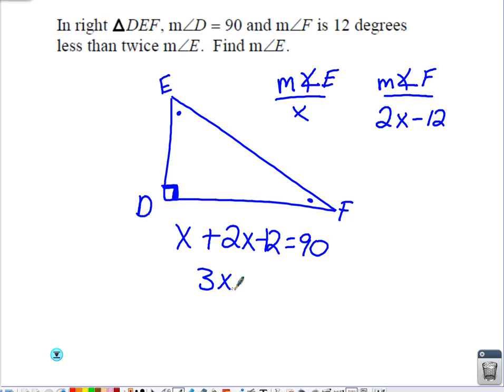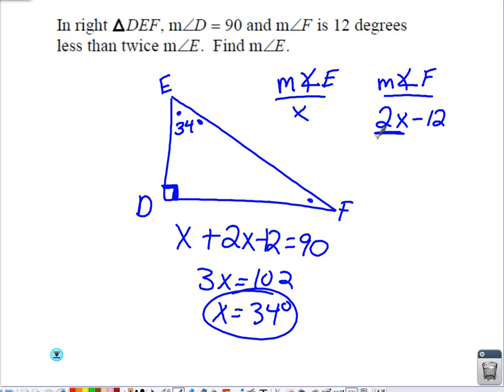X and 2X is 3X. We move the 12 to the other side, gives me 102. Somebody divide that by 3 for me, please. And you get 34. So X is 34 degrees, which is the measure of angle E. And you can plug that in if you want to, just to test. 2 times 34 is 68. 68 minus 12 is 56. And you can check that 56 and 34 do also add up to 90 degrees.